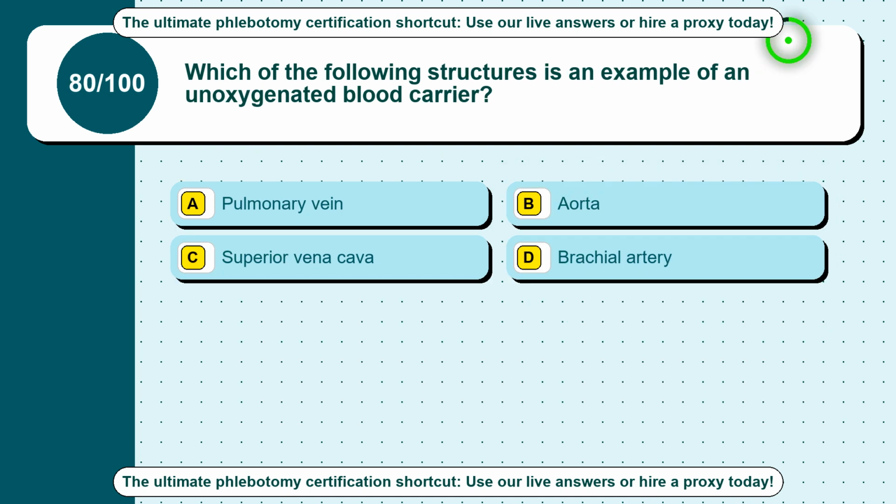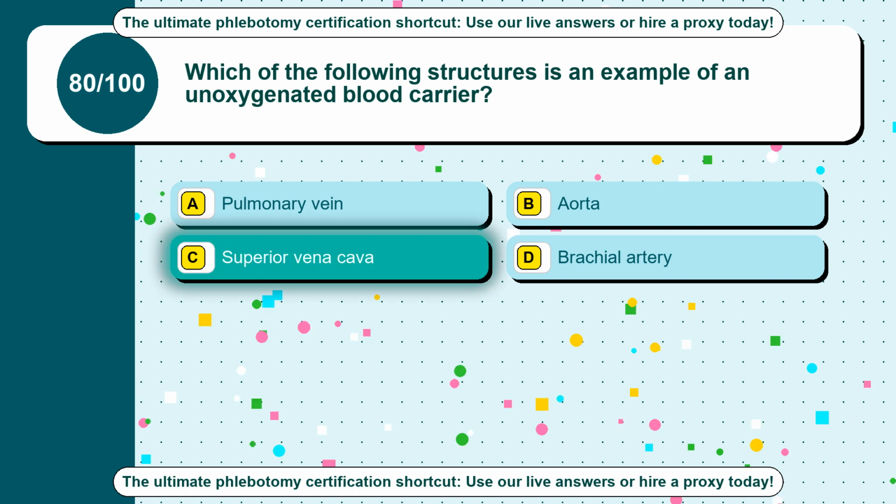Question 80. Which of the following structures is an example of an unoxygenated blood carrier? Option A, pulmonary vein. Option B, aorta. Option C, superior vena cava. Option D, brachial artery. The correct answer is option C, superior vena cava.